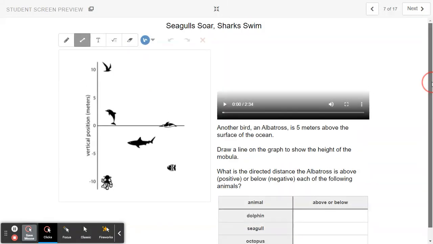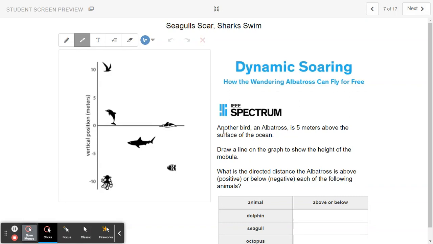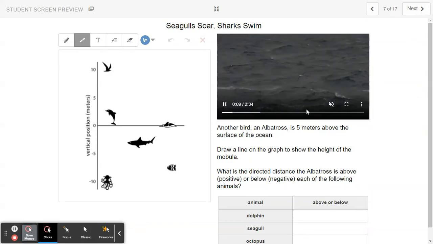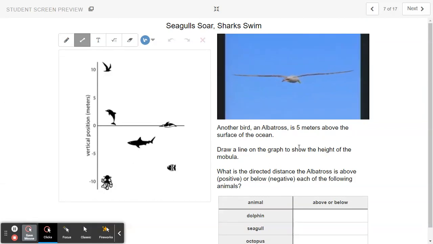All right. So now we have an albatross. This video again shows you what an albatross is. I will talk to you about it instead of watching the whole thing. An albatross is a bird, a really big bird that flies around the ocean. You can see it's huge. They have really big wingspans.